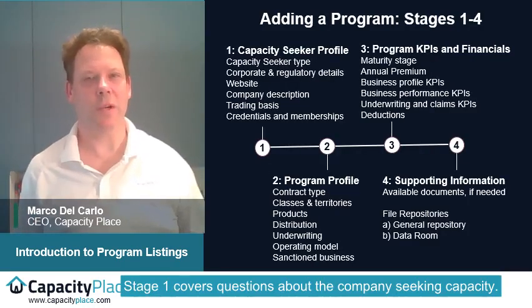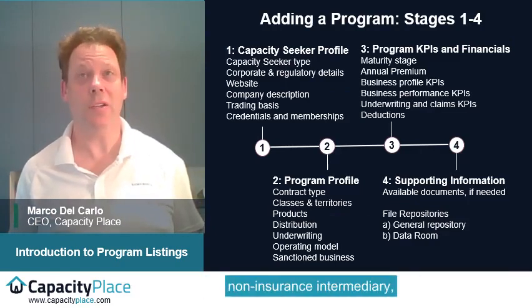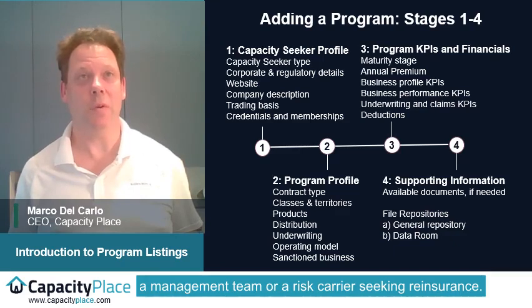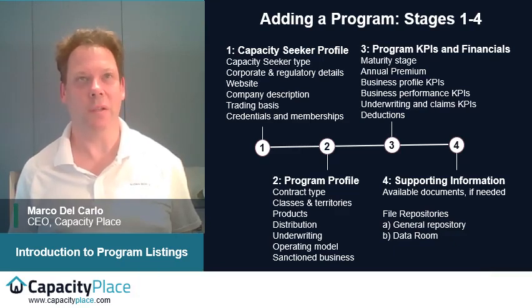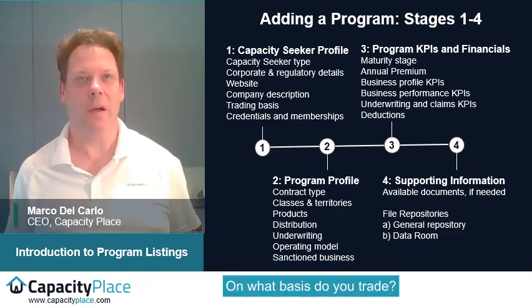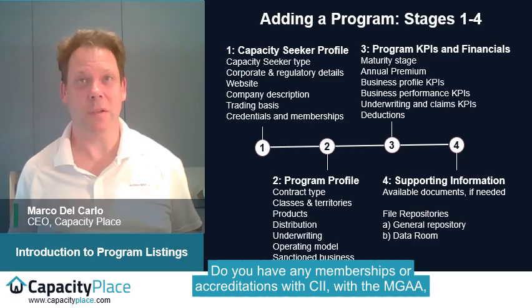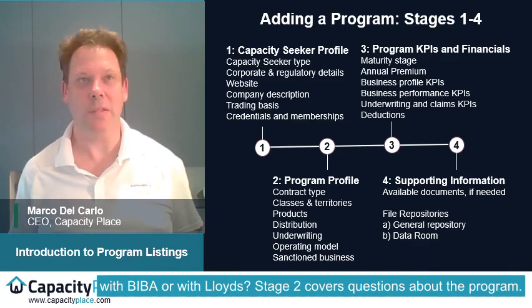Stage 1 covers questions about the company seeking capacity. Are you an insurance intermediary, non-insurance intermediary, a management team, or risk carrier seeking reinsurance? What are your corporate and regulatory details and company website? Can you provide a description of your company? On what basis do you trade? Are you a wholesale broker, retail broker, MGA, an MGU, an InsurTech? Do you have any memberships or accreditations with the CII, with the MGA, with BIBA, or with Lloyd's?